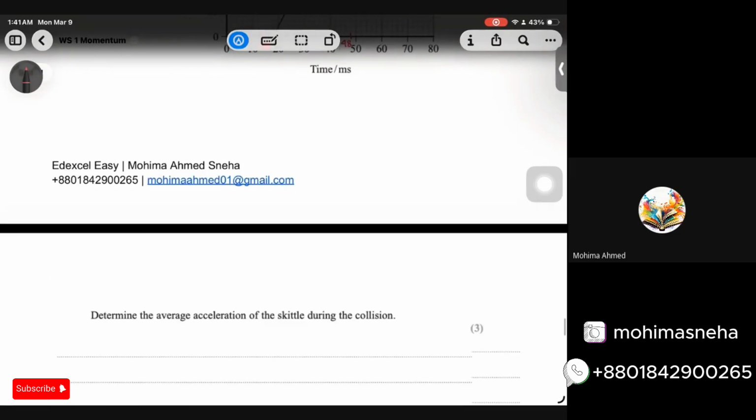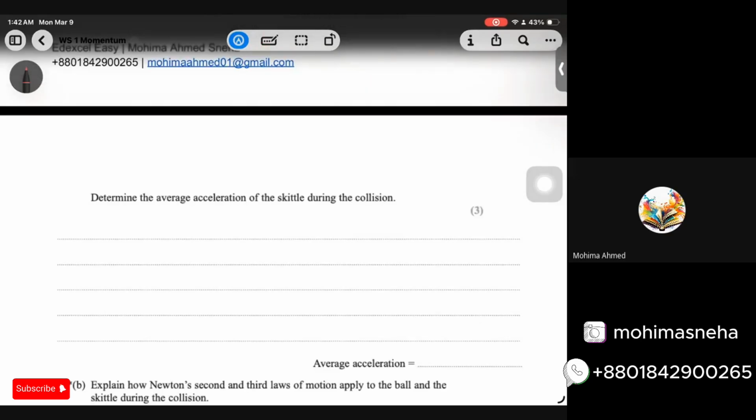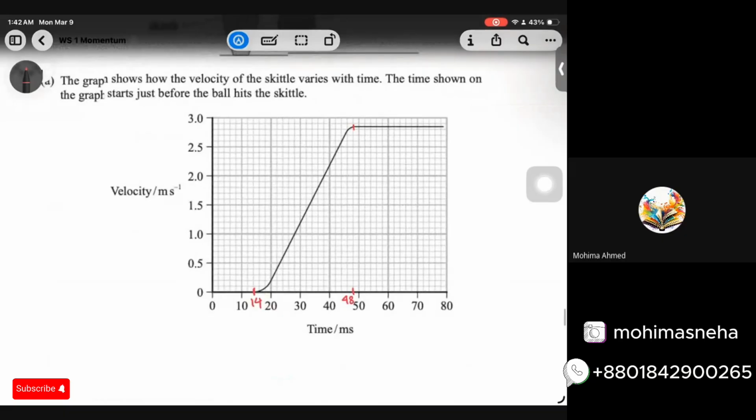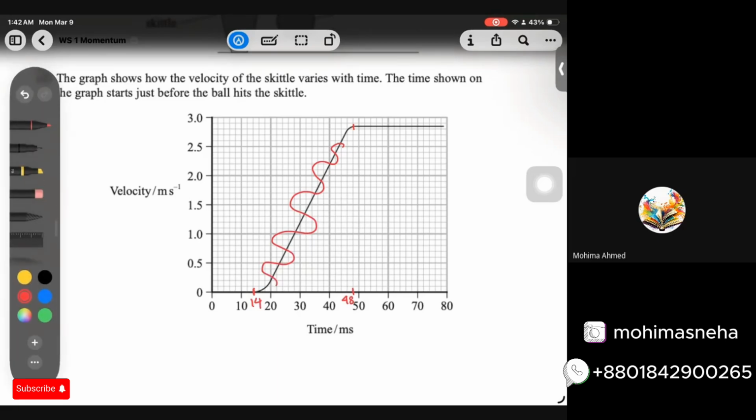After this, determine the average acceleration of the skittle during this collision. So I understand that acceleration is only occurring for this slant section, right? So I'll talk about the linear part of the slant section. And how can I identify the linear part of the slant section? I can use a scale, and I'm going to identify exactly from which point this line starts to curve, right?